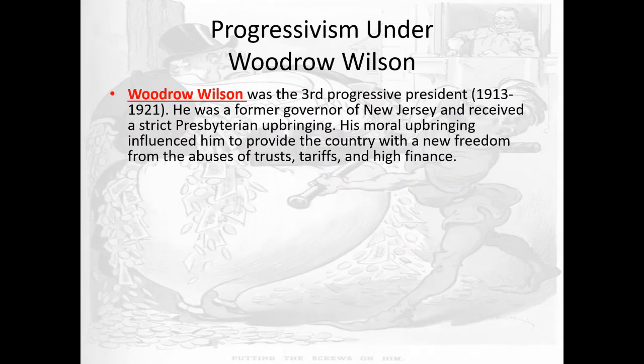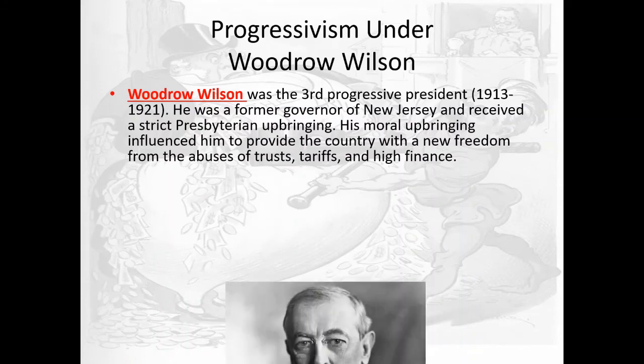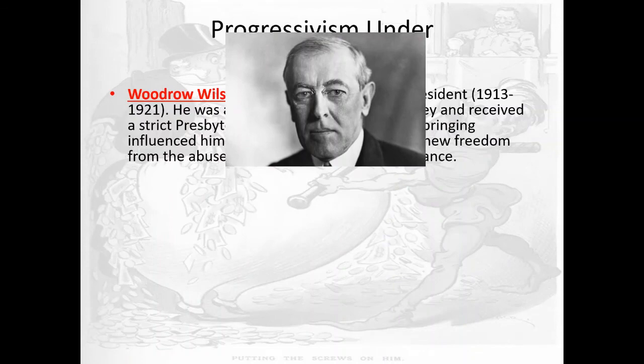He was the third progressive president, 1913 to 1921. He's the former governor of New Jersey and received a strict Presbyterian upbringing. Also the president of Princeton, the Ivy League university. His moral upbringing influenced him to provide the country with a new freedom from the abuses of trust, tariffs, and high finances. Here is, again, a picture of Woodrow Wilson.